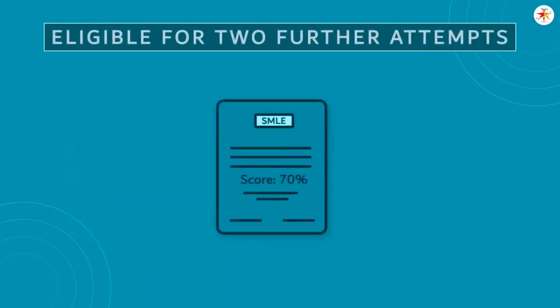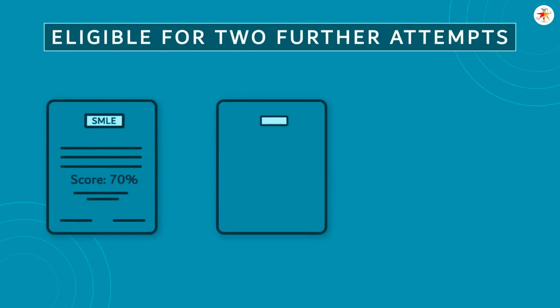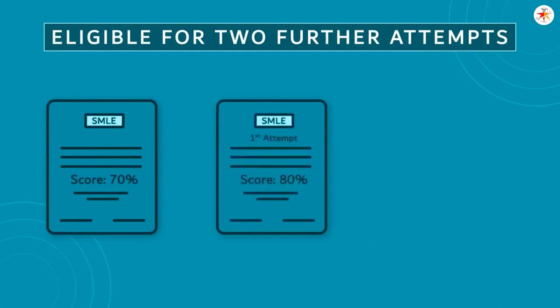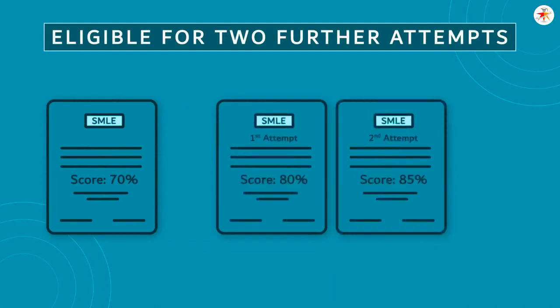After obtaining a pass score in the SMLE, each candidate is eligible for 2 further attempts to improve their marks for the purpose of attaining a better opportunity for residency selection.